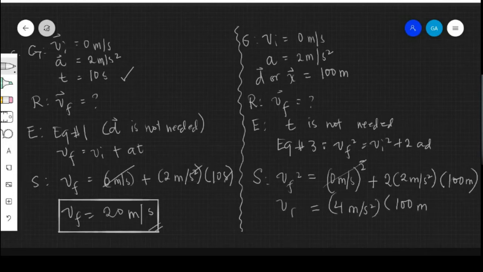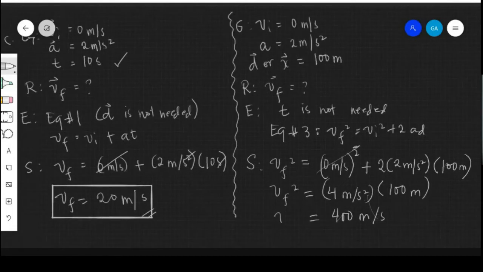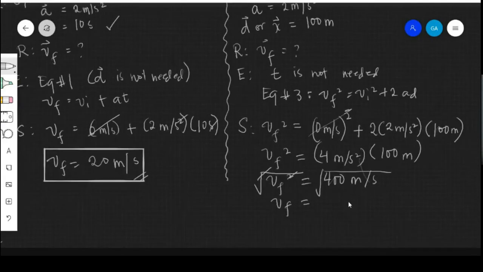So this is VF squared, no? Okay, next, 4 times 100 is 400 meters per second. So since this is VF squared, para makuha natin si VF, we get the square root. Since naka-square siya, square root din ito. So cancel the square, cancel the root. So that will be VF is equal to the square root of 400, which is 20 meters per second.